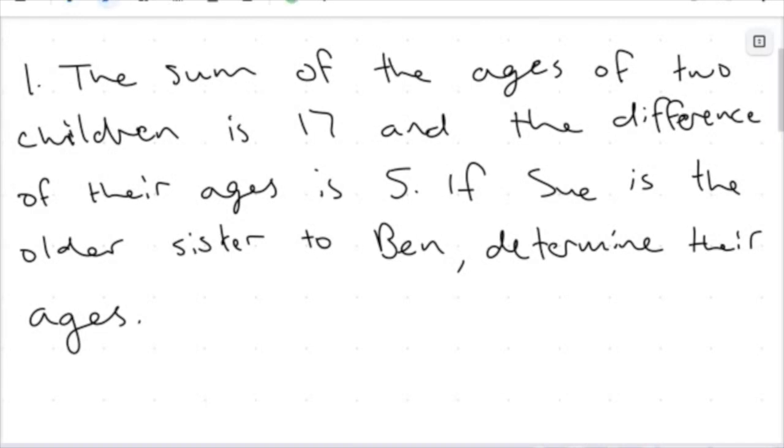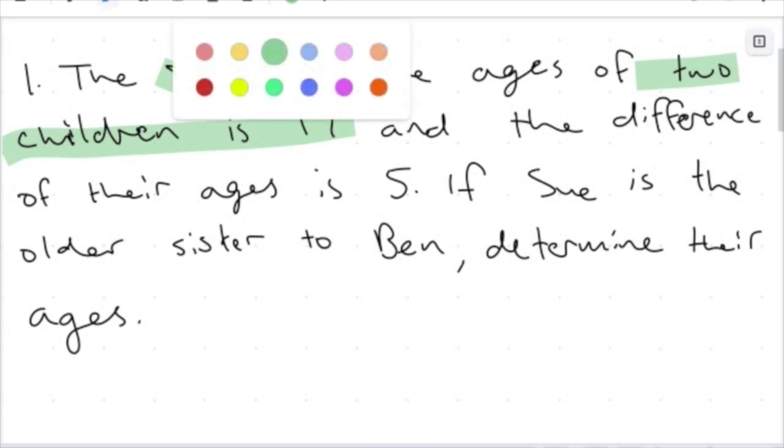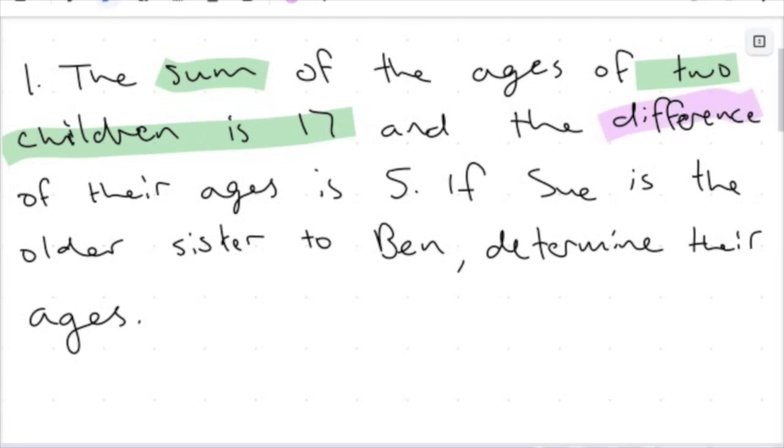So, as we read with all worded questions as we've been doing, we want to underline or highlight the most important bits. Now, here we have in this question, the sum of the ages of two children is 17. Okay, that seems pretty important. So we have the sum of the ages of two children is 17. And the difference of their ages is 5. If Sue is the older sister to Ben, determine their ages.